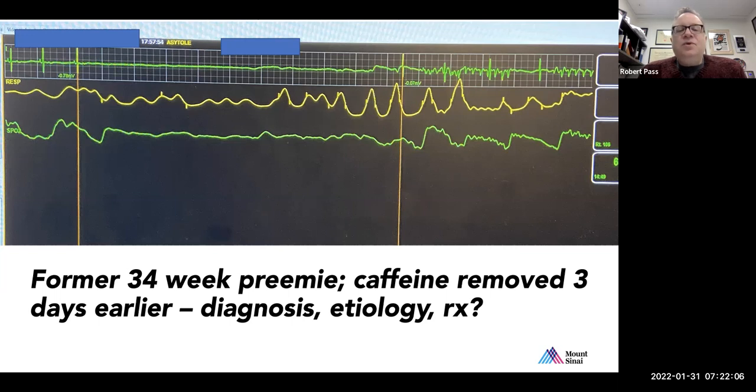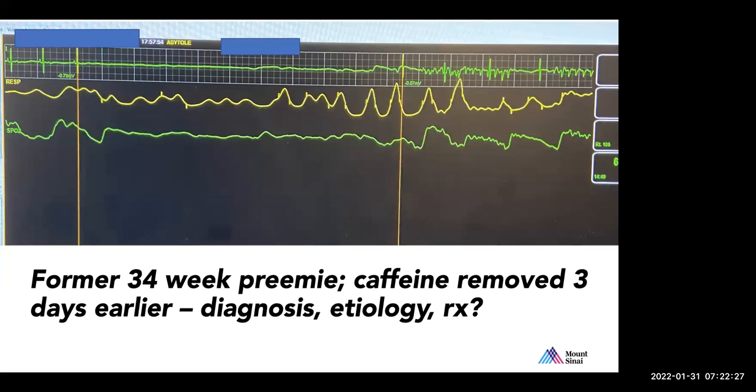So what would you do about this? The NICU wants to know, how would you treat this? Would you put a pacemaker in? Hello? Hello?